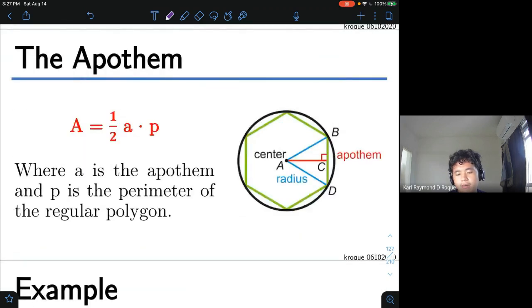And then, ang formula for the area is 1/2 AP, where A is the apothem and P is the perimeter of the regular polygon. Bakit yan totoo? You can divide your polygon into many triangles. Di ba?